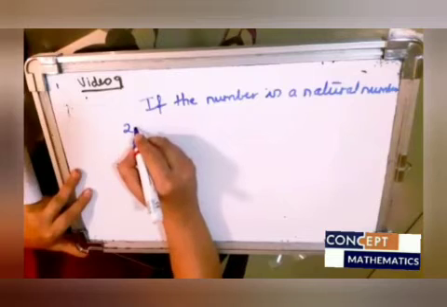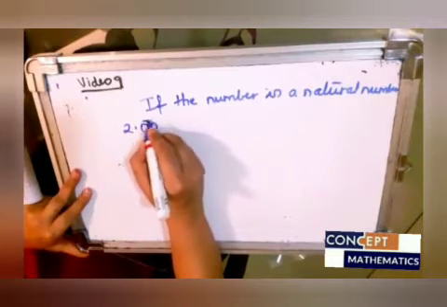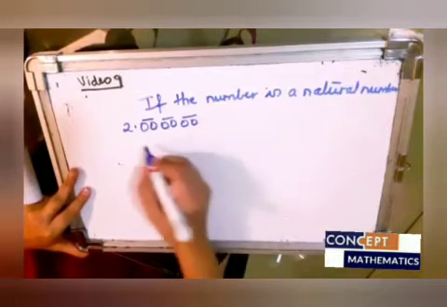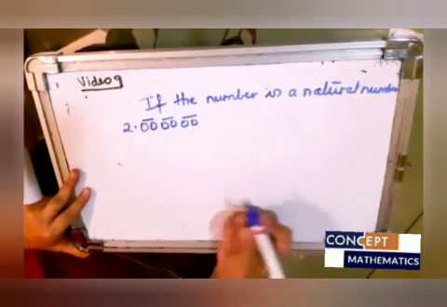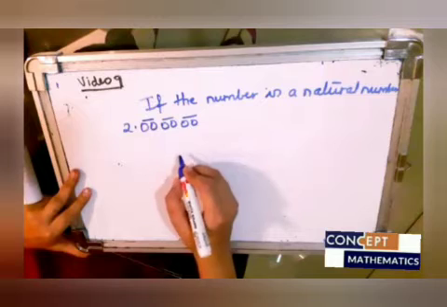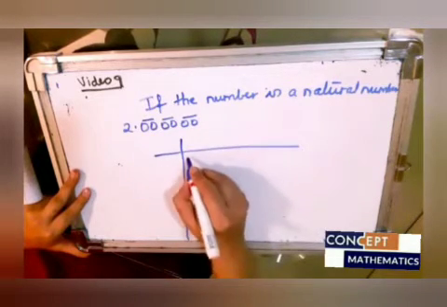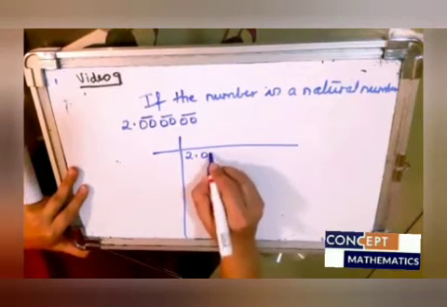Now the next example is 2. So you have to pair it into 3 pairs: 2.000000. So now your number is this, and you have to find the square root of this number. So now I'll find the square root of 2.000000.